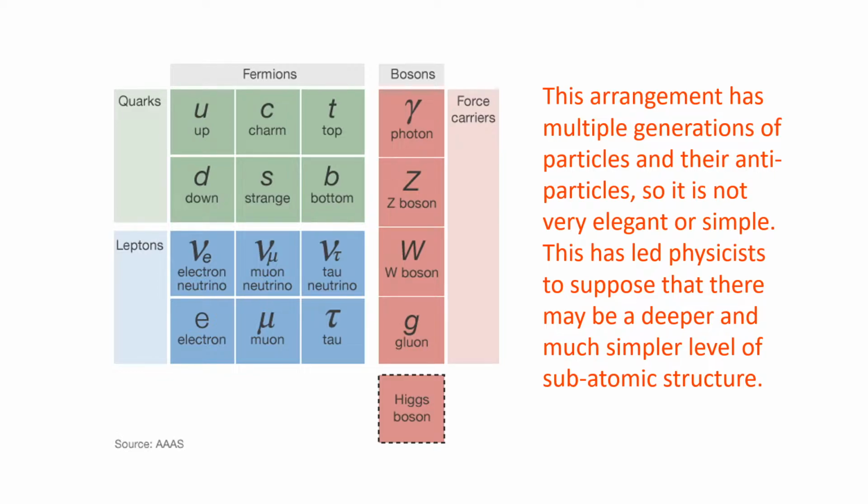And there was speculation going back to the 1960s of a mechanism that might give rise to the property of mass itself. And that, in the theory at the time, was called the Higgs boson.